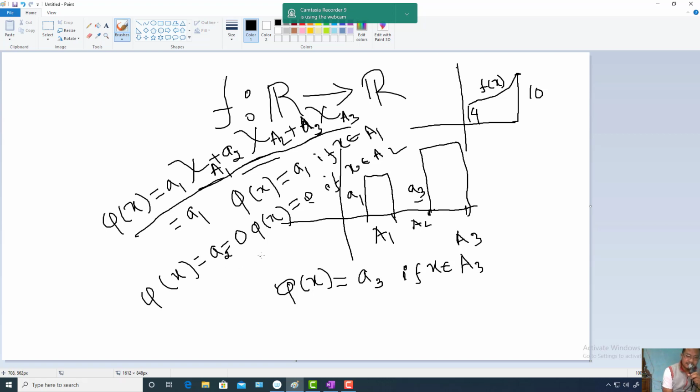Again, suppose x is a member of A3. Then x is not in A2 and also not in A1. Since x is not in A1, chi A1 of x is 0, so this term is 0. Since x is not a member of A2, chi A2 of x is also 0, so this term is also 0. Since x is a member of A3, chi A3 of x is 1, so this is 1 times a3, which is a3.